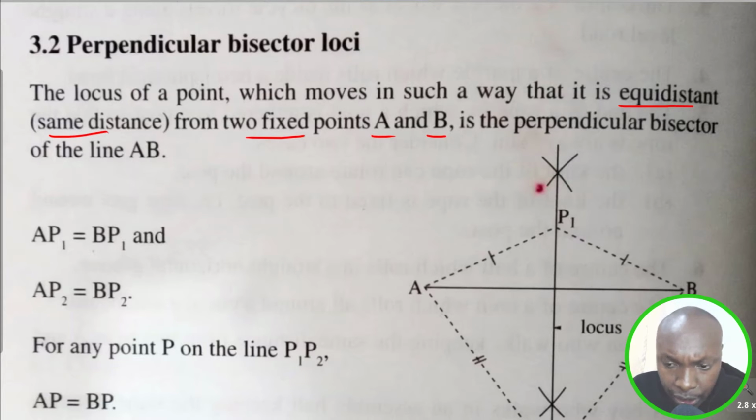In simple terms, the locus of a point that is equidistant from two fixed points, in this case A and B, is the perpendicular line which bisects the line given between A and B. So if you're given any two fixed points and you're supposed to get the locus of a point equidistant from those two points, you just need to join those two fixed points using a straight line. Then you construct the perpendicular bisector of that line. That will give that type of locus.